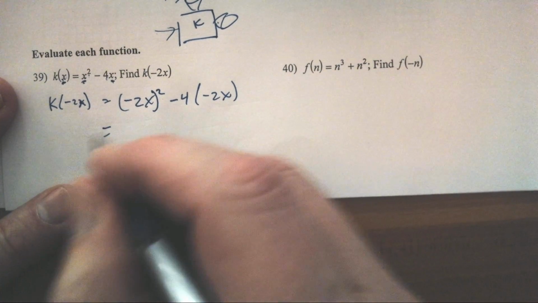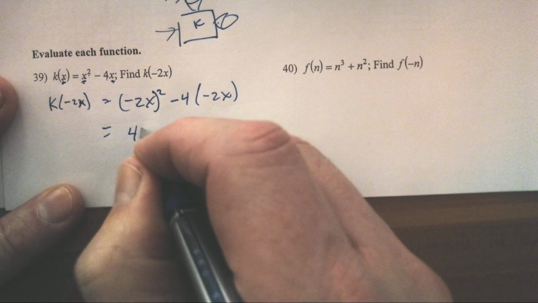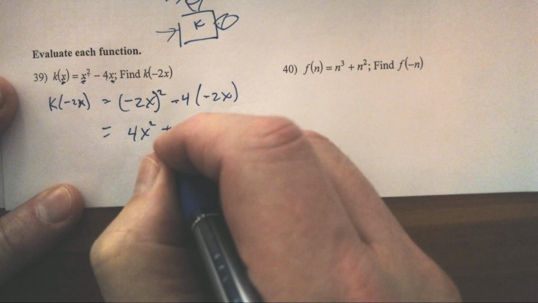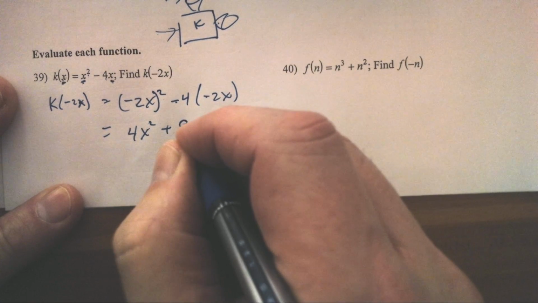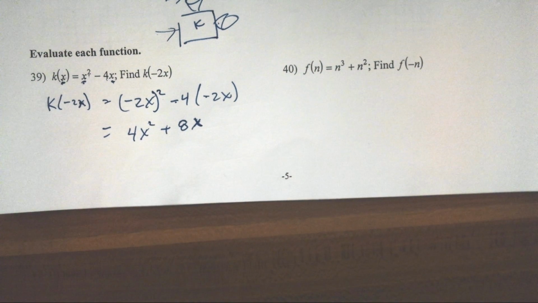Oh, that's not so bad. I get negative 2 squared, negative 2 times negative 2, 4x squared, minus times plus 4 times 2x, 8x. And yes, you could factor a 4x out of that, but there's no need to. Doesn't ask us to give a factored answer.